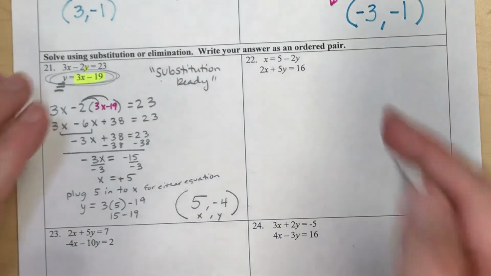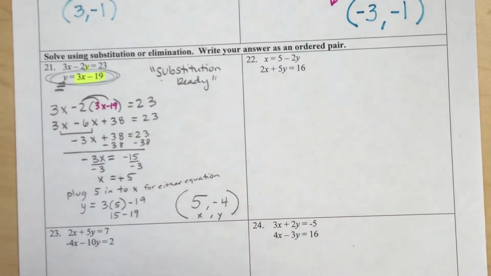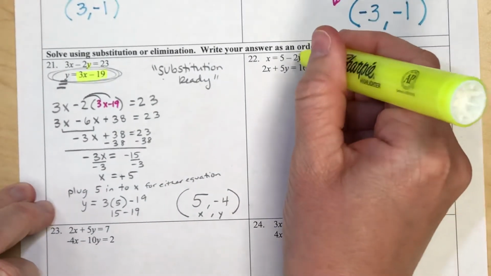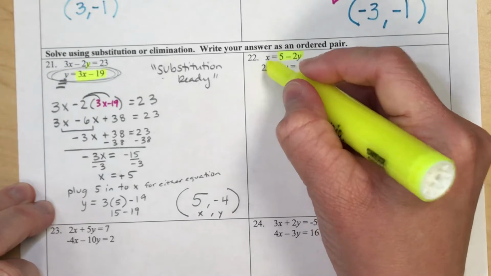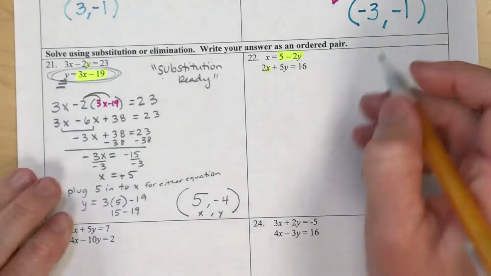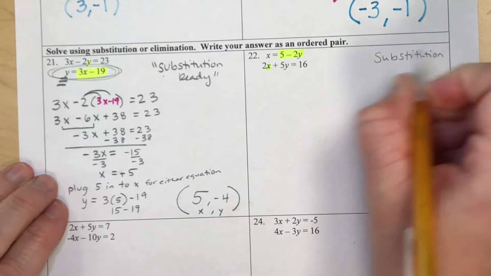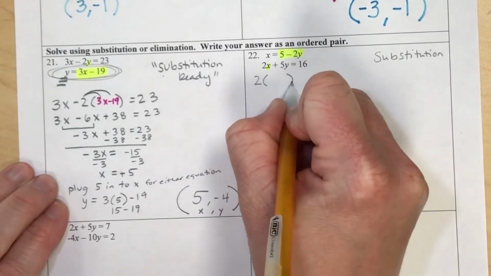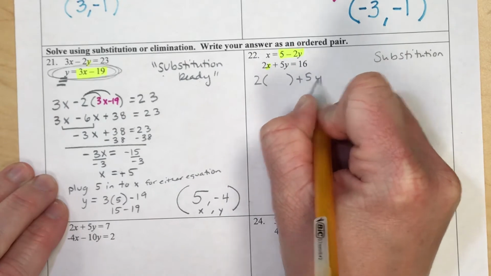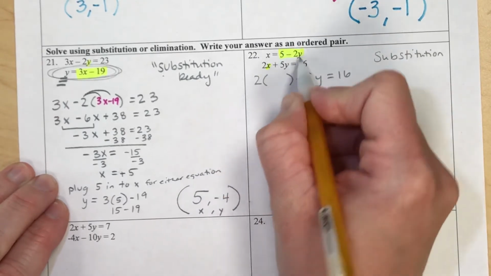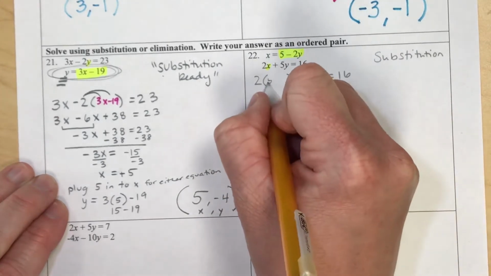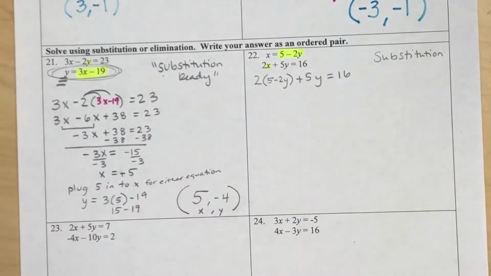Okay, here we go. Again, I noticed that I have a letter solved for stuff. Letter x equals stuff. That's substitution ready. So I'm going to use substitution. So I have 2, and I'm going to sub stuff in for x. Plus 5y equals 16. That's that bottom equation. Now here's my substitution. 5 minus 2y is going to go in there.